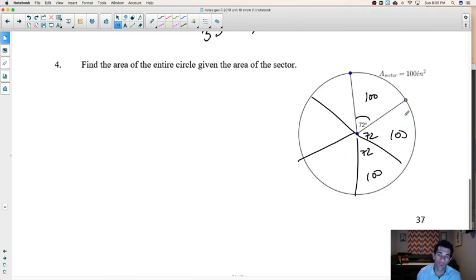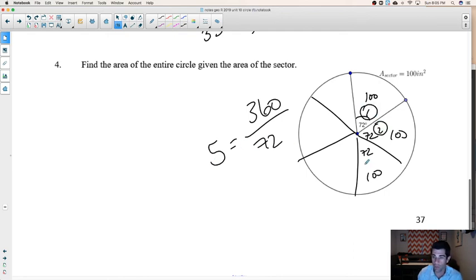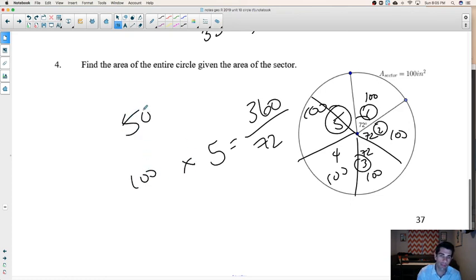Well, how many total degrees you have in that circle is 360. Divide that by 72. It basically works out into 5 equal sections. Let's see if I did it. 1, 2, 3, 4, 5. So it broke down into 5 equal sections of 100. So the answer is 500 is the entire area of the circle.